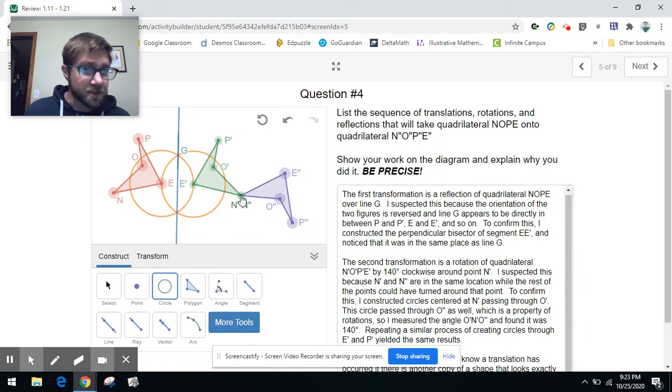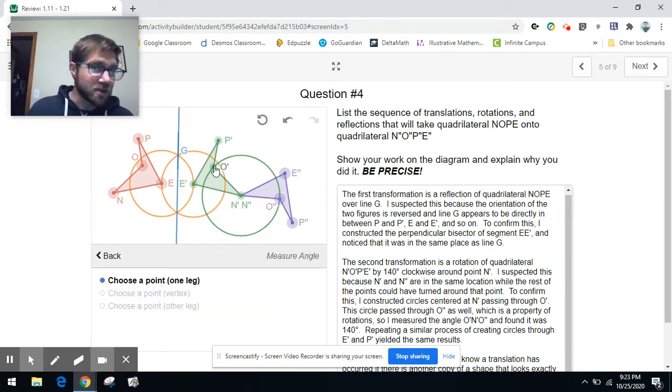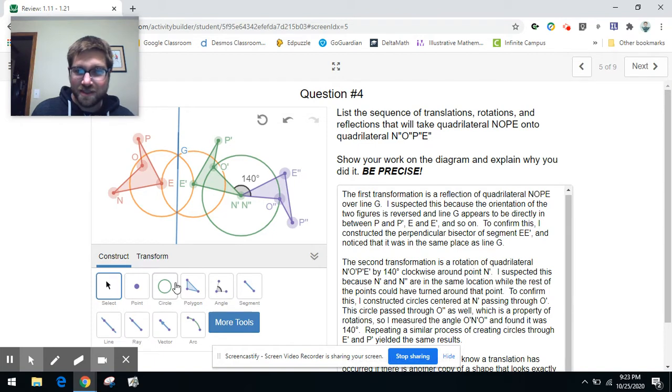To verify this, I'm going to make a circle from N prime through O prime. Oh, look, just like a rotation should, O prime and O double prime are on this same circle. And if I measure the angle O prime, N prime, O double prime, then you find that the angle is 140 degrees. If you do this for any of the points, passing a circle through P prime and then measuring the angle from P prime, N prime, P double prime, it should be 140 degrees also. If it's not, but it's really close, then I'm sorry, but they should be about the same.